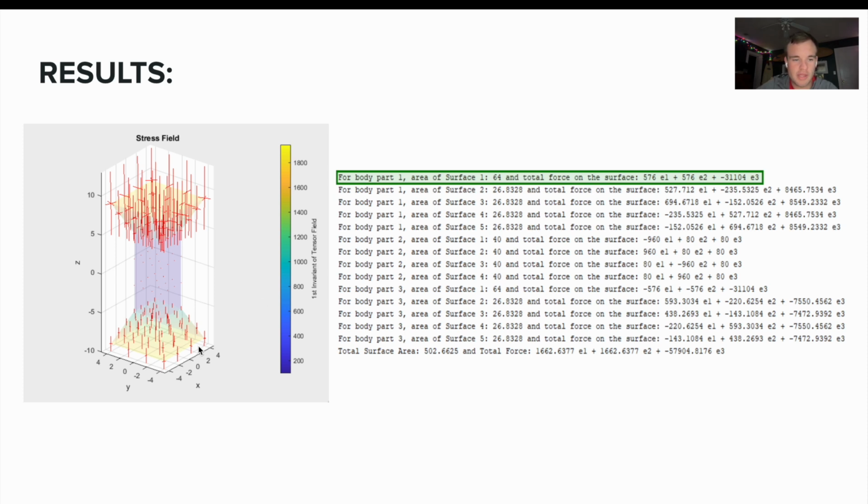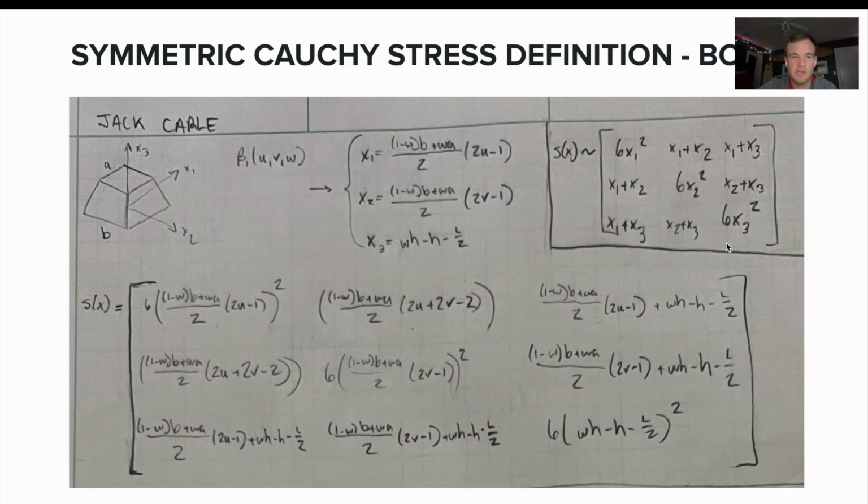We're going to compute for the bottom surface 1 by hand, and I'll go through the hand calcs first because I think they explain the project the best. So we're looking for 576 in the E1 direction, 576 in the E2, and negative 31,104 in the E3 direction for our total force on that surface.